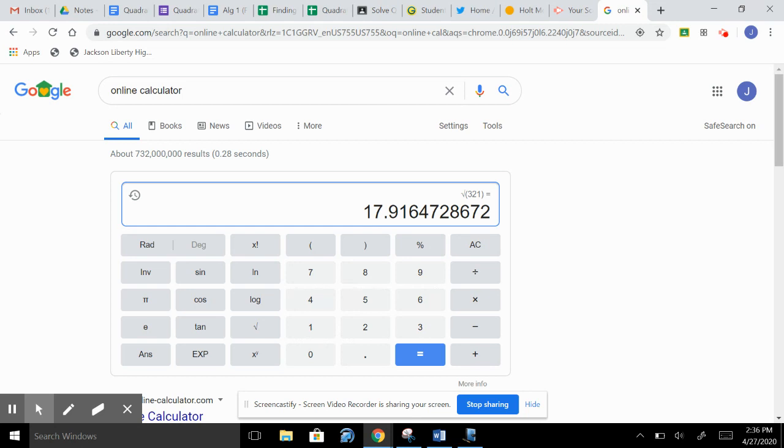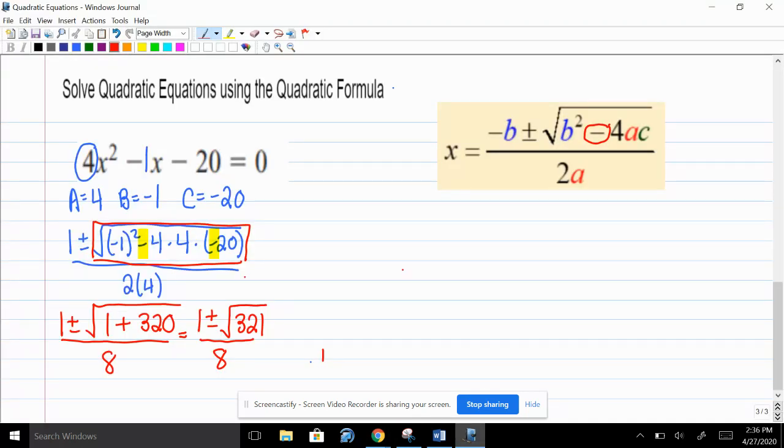That's okay. That's not a big deal. So I'm going to use 17.92. That 6 bumps that 1 up to a 2. I'm going to use 17.92 there. 1 plus or minus 17.92 all over 8. So that's the major difference here. We don't have a nice neat number. So make sure you have a calculator handy. If you don't have a calculator, you can get something online. Like I did, just Google online calculator and that will help you out.